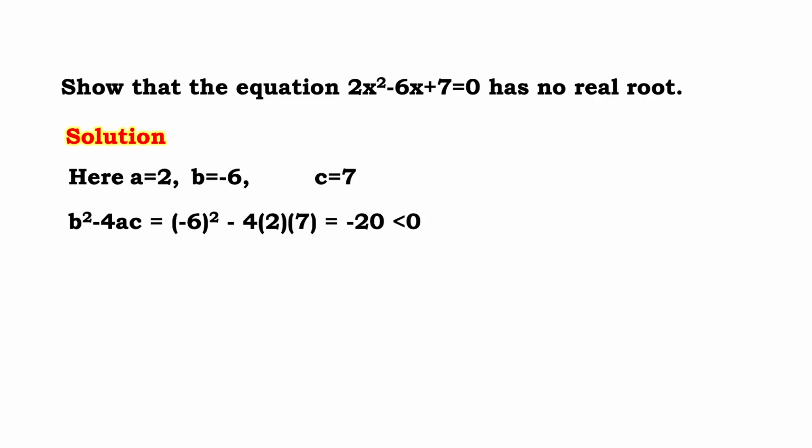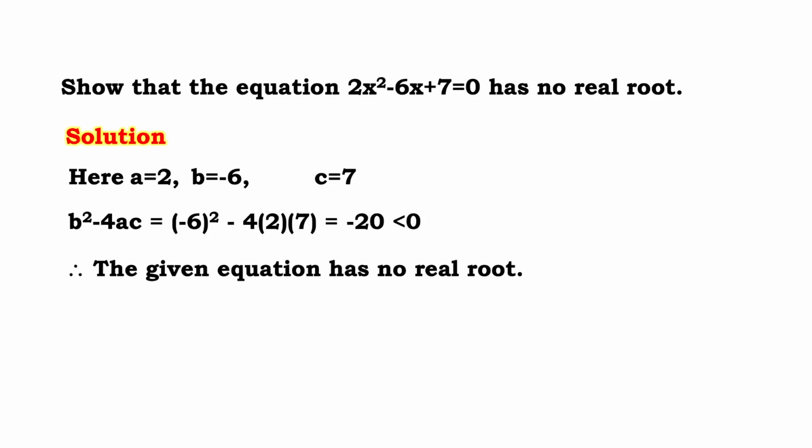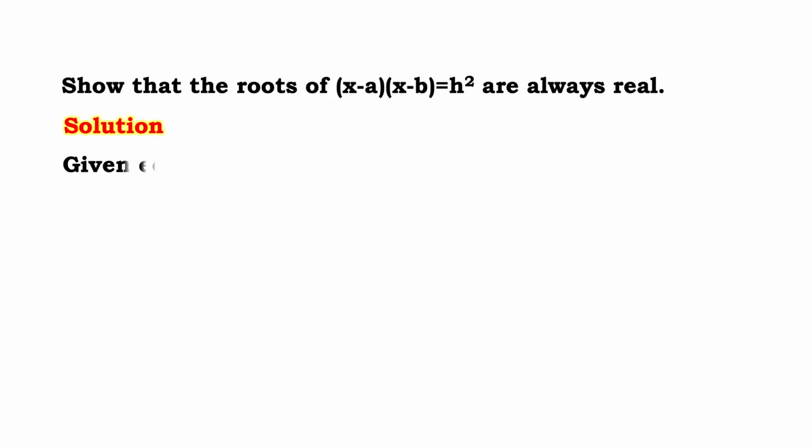Prove that the equation 2x square minus 6x plus 7 has no real roots. Whether this has real roots or not depends on its discriminant. So let's see, a, b, c given, the discriminant is less than 0. Discriminant less than 0 means the roots are not real, right? But one of the best examples is this one: (x minus a)(x minus b) plus h square is equal to 0. Prove that the roots are real.